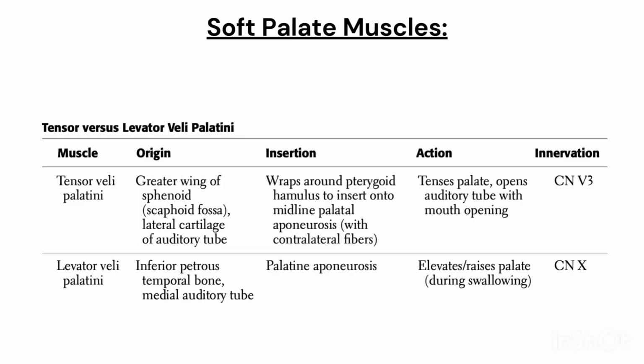From this slide, we just need to remember the two soft palate muscles, tensor veli palatini and levator veli palatini. The function of tensor veli palatini is that it tenses the palate and opens the auditory tube whenever there is mouth opening, and it is supplied by the mandibular nerve. And the levator veli palatini, the name itself says that it elevates or raises the palate during swallowing, and it is supplied by the pharyngeal plexus of the vagus nerve.